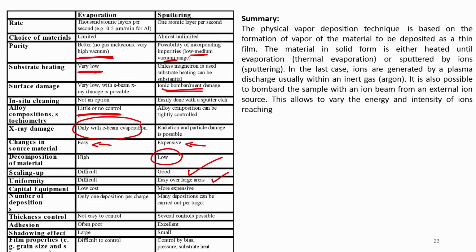Finally, grain size, film properties such as grain size difficult to control, here you can control by bias pressure or substrate heat. So, there are several advantages as you can see of sputtering over evaporation, right.